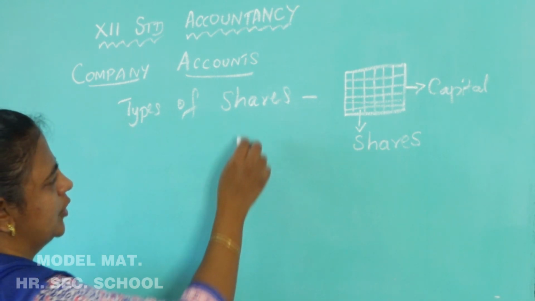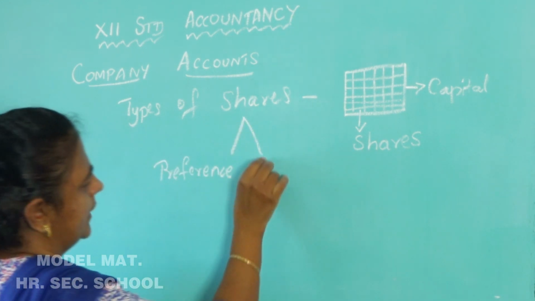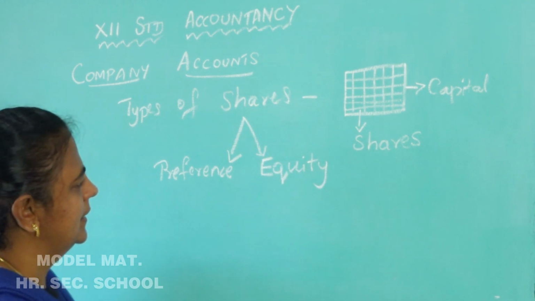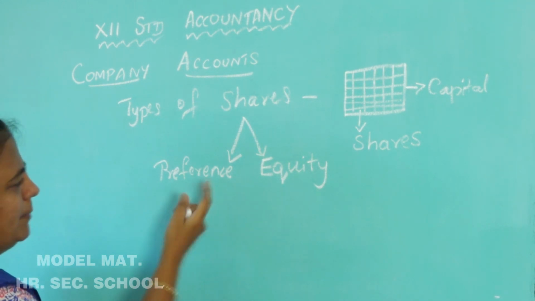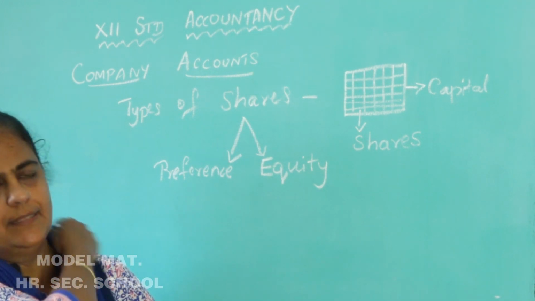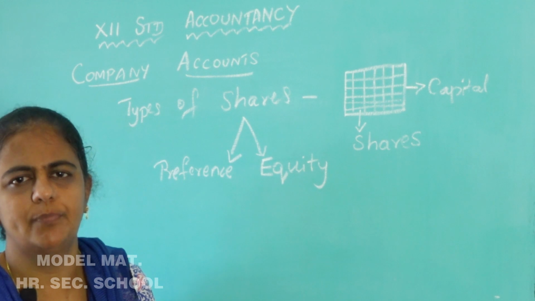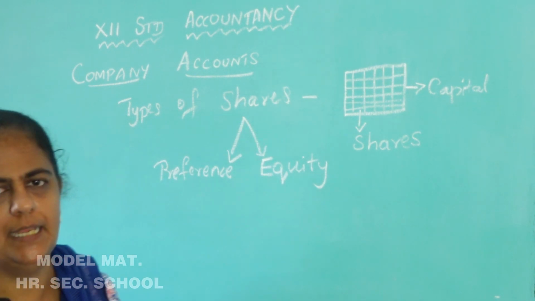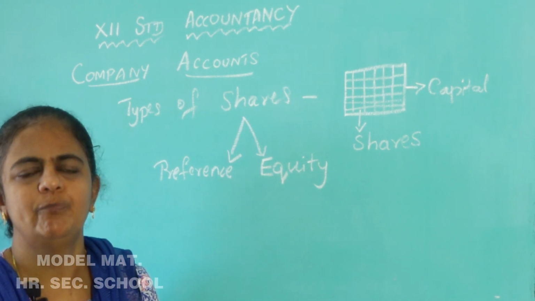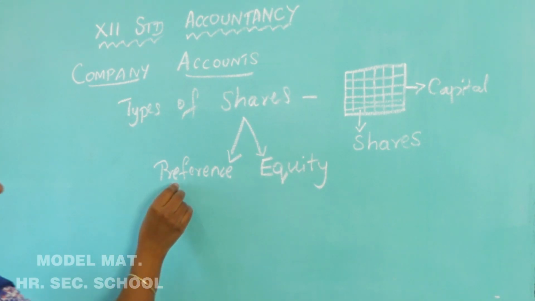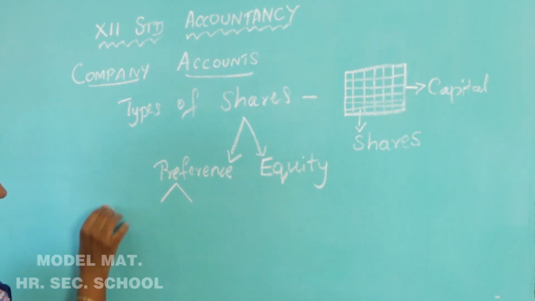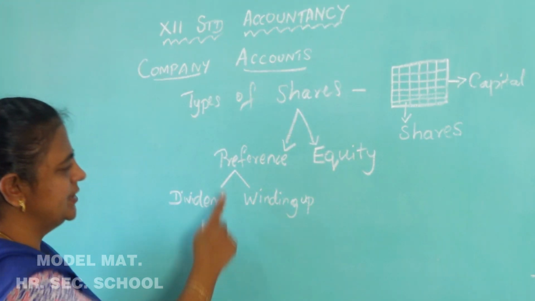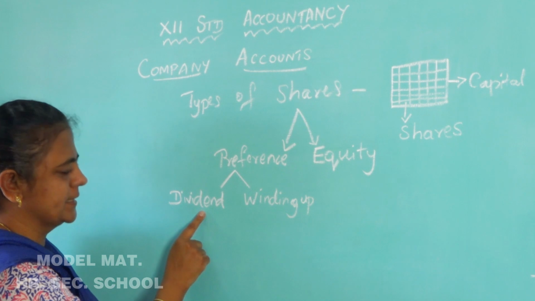What are the two types of shares? Preference and equity. Preference shares and equity shares. From the word preference, you understand that top priority is given for something. That is why it is called preference shares. If you buy a preference share, it will be given a preference in two cases. One is at the time of calculating dividend, the other one is at the time of winding up. A preference shareholder has to be paid first.